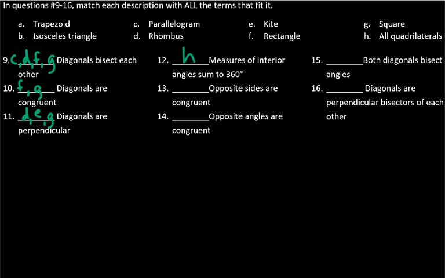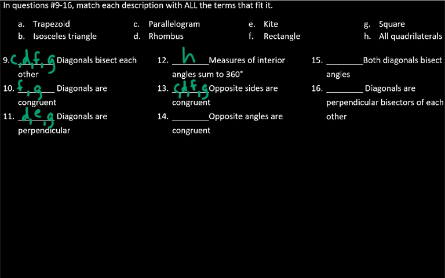Opposite sides are congruent. Well, it definitely happens with a square, definitely happens with a rectangle. A kite, no. Parallelogram, yes. A rhombus, yes, by definition. And there are no opposite sides in isosceles triangles, and a trapezoid, no.